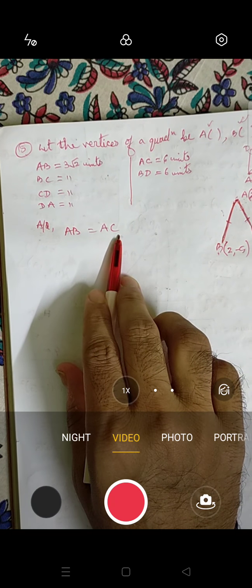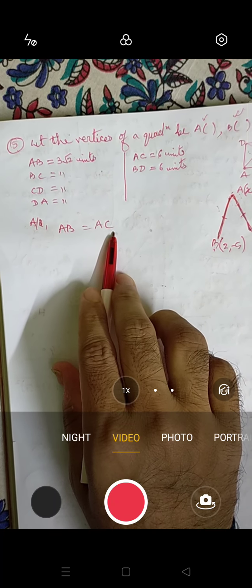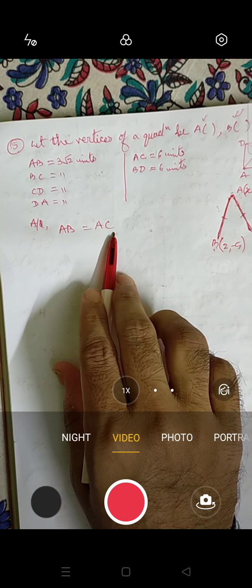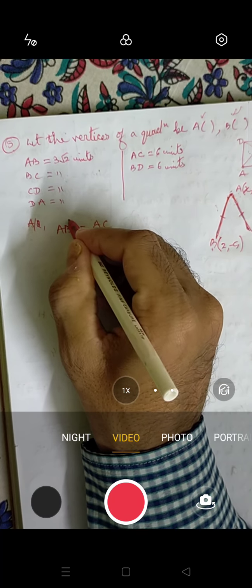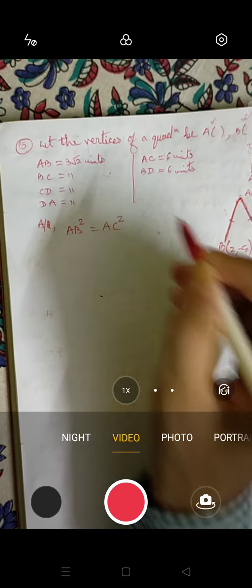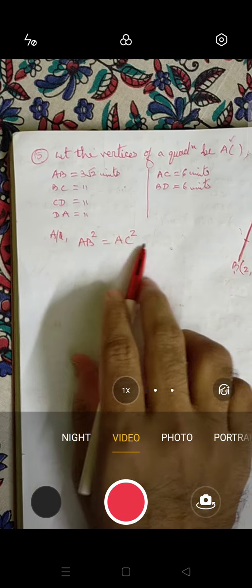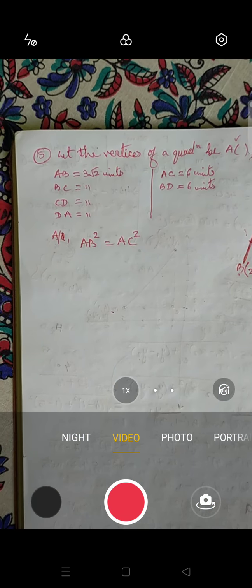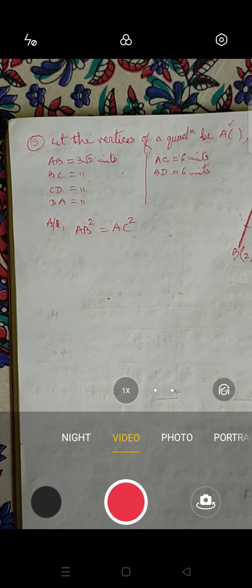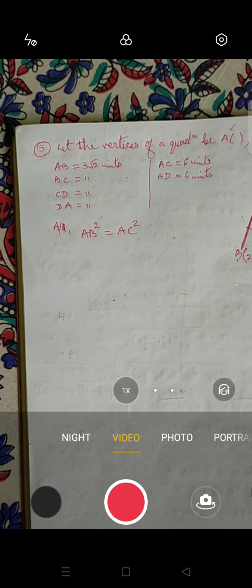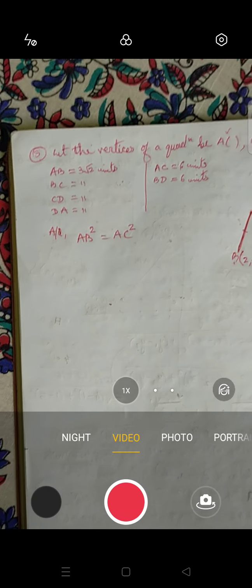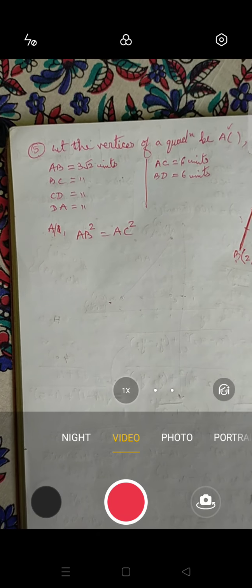So there is a simple way to remove the root, and what you will do, simply square both sides. Okay? When you square both sides, the root will automatically be removed. Is it clear? Otherwise, when you are writing root, you can make a mistake also, or you may waste your time. Is it clear?